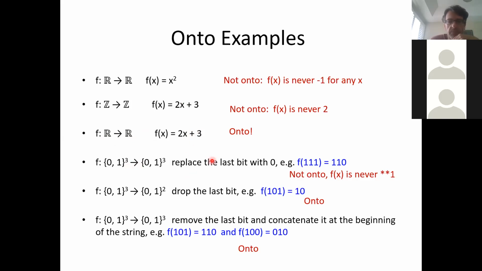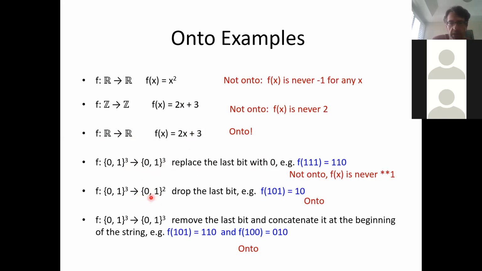What about this bit zeroing? Is that operation onto? No, because any string that ends with a 1 is not in the range of this function. So this function is not onto. And if you remember, it wasn't one-to-one either.